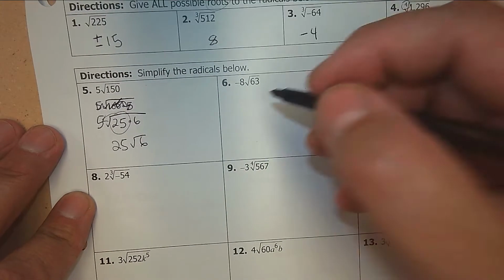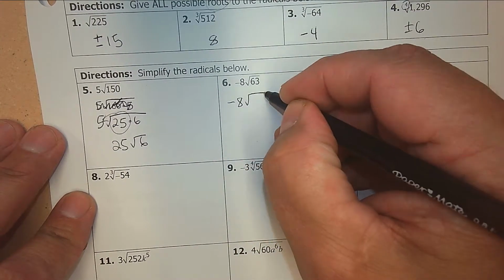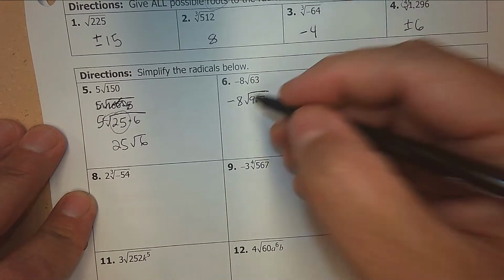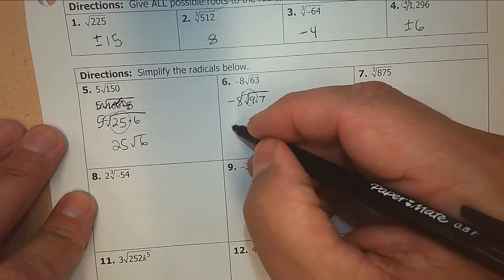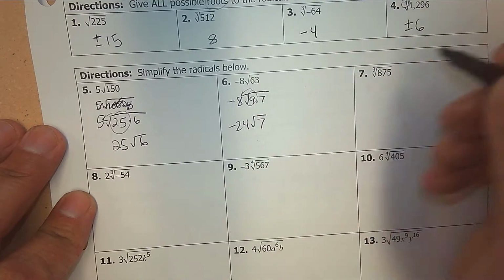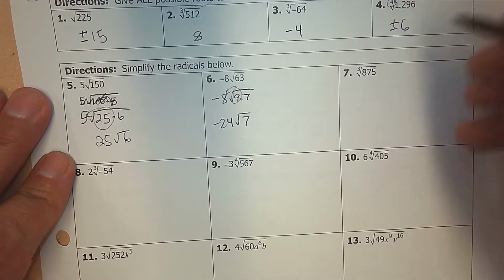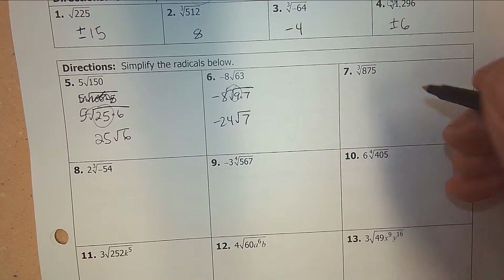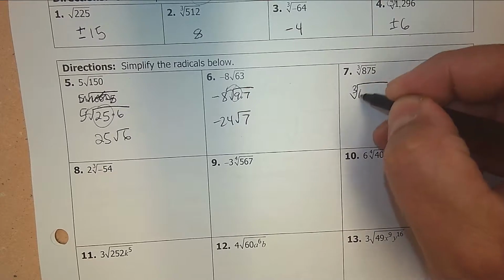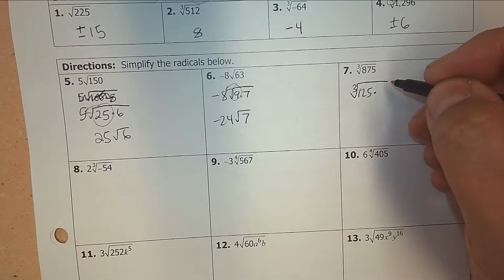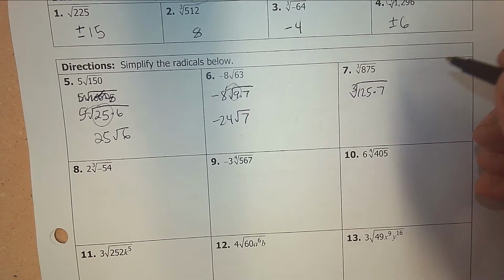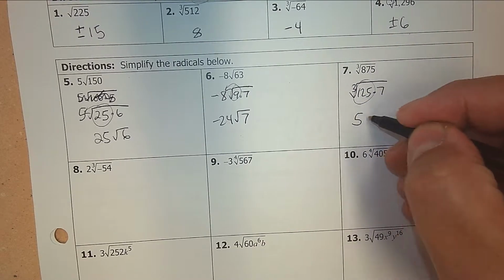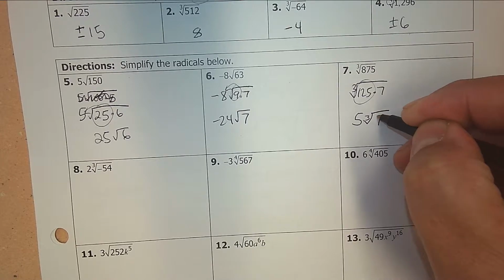All right, negative 8 root 63. So the perfect square that goes into it evenly, to simplify it, is 9. And the square root of 9 is 3, times negative 8 in front, and you get negative 24 root 7. Cube root of 875. What's the perfect cube that goes into 875 evenly? I think of 125 automatically, and that's times 7. The cube root of 125 is 5, and then what's left under the cube root sign is 7.